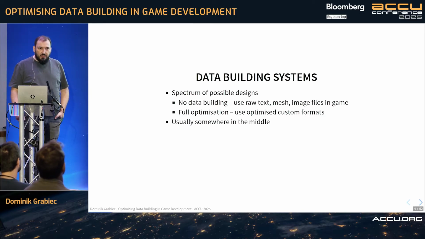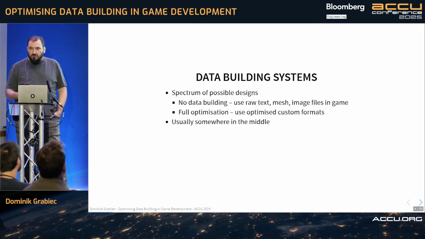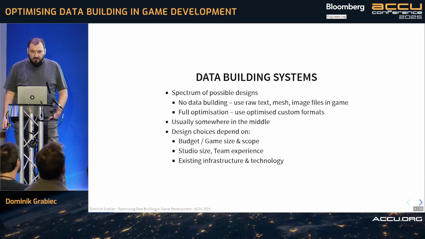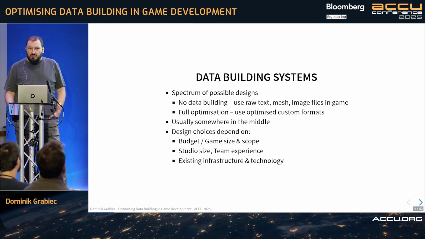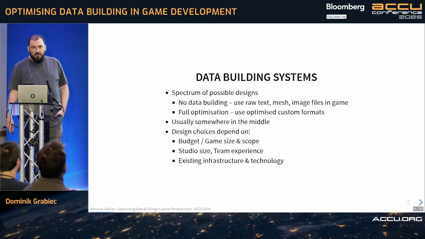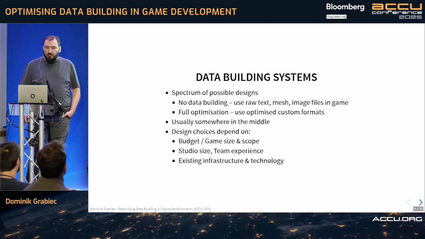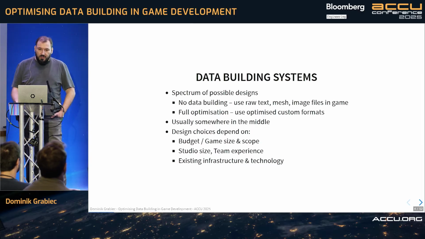Usually studios end up having something in the middle where there's some processing, but not all the way. And of course, it depends on many factors, including the team budget, the scope, the size, and the studio's existing infrastructure. If you already have cloud infrastructure, you probably use that. Or if you have people who have developed their own custom build system, you might use that. Various things like that. In this talk, we'll be focusing more on the AAA end of the scale, closer to the maximum, because that's where I've had most of my experience.